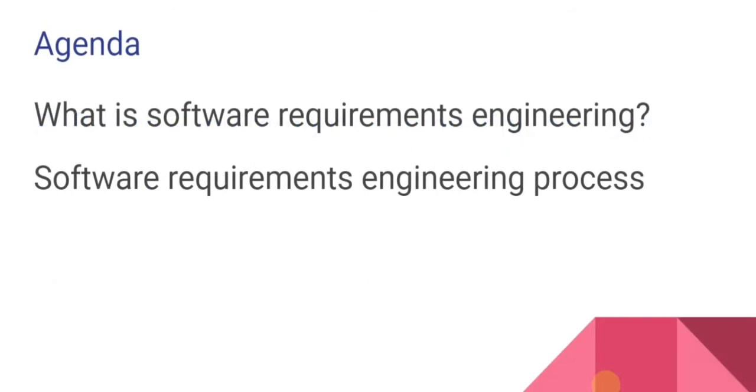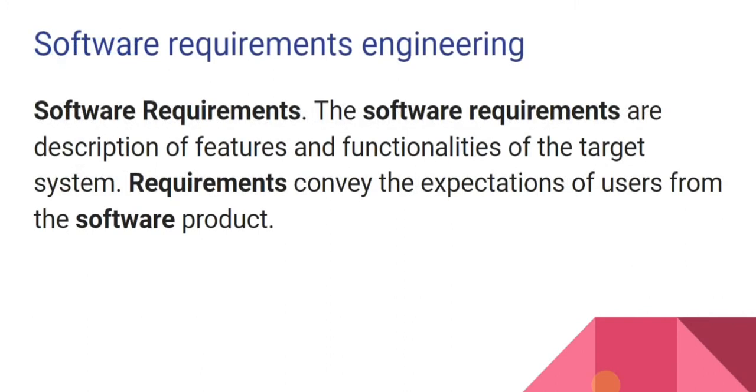So, the agenda for today: what is software requirements engineering, and the software requirements engineering process. We should focus on these two things. So what is software requirements engineering? Software requirements are the description of features and functionality of the target system. Requirements convey the expectation of the user from the software product. So software requirements are the user needs, the necessary functionality that should be added to the software, and the software should perform these things.